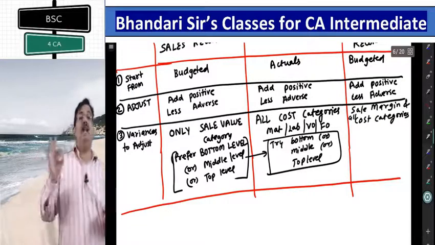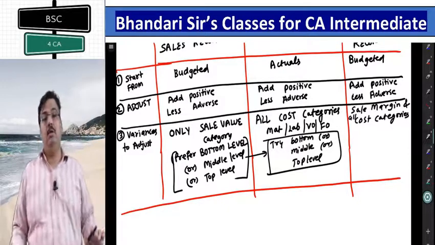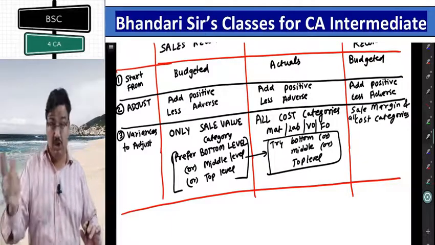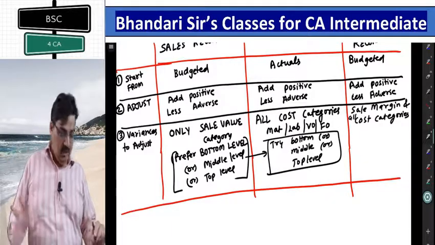What affects my sale value? Sale value variances. What affects my cost? Cost categories. What affects my profit? Sale margin and cost categories. Again, same here.